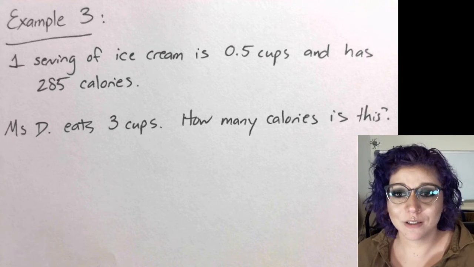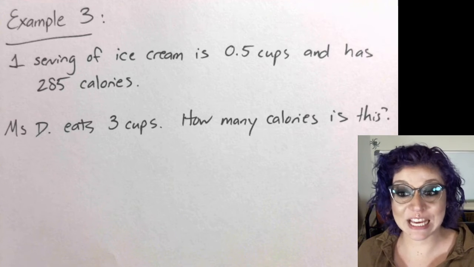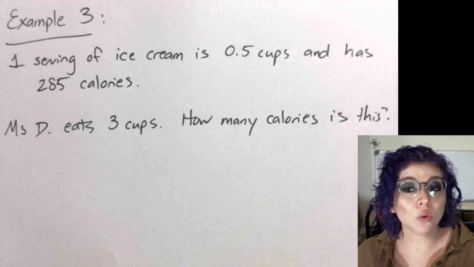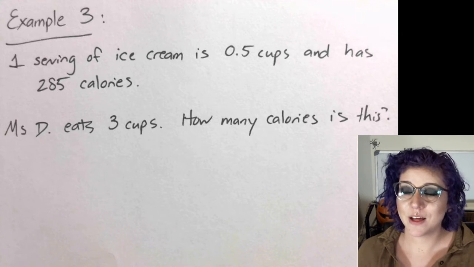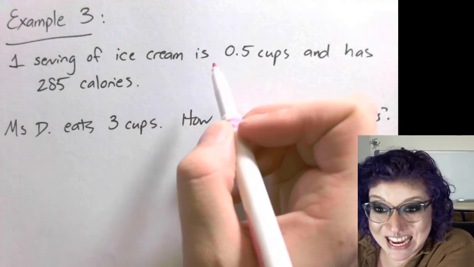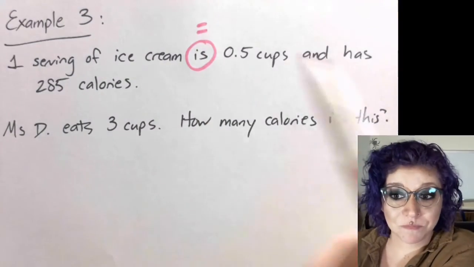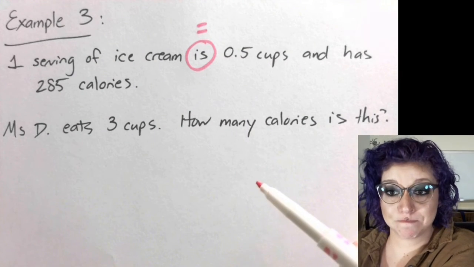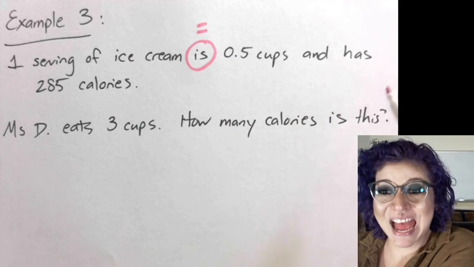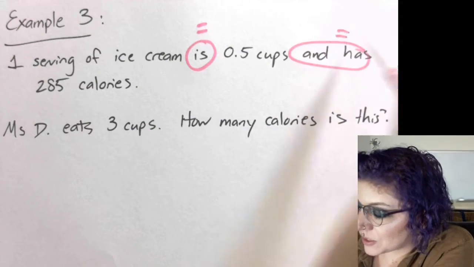So let's go through. First off, I want you to recognize that this problem has a lot of good hidden information in it. If you remember from your math classes, there are certain words in problem-solving problems that mean mathematical functions. So one serving of ice cream is. The word is is like saying equals. So one serving equals 0.5 cups. One serving is 0.5 cups and has 285 calories. This is also like saying equals.